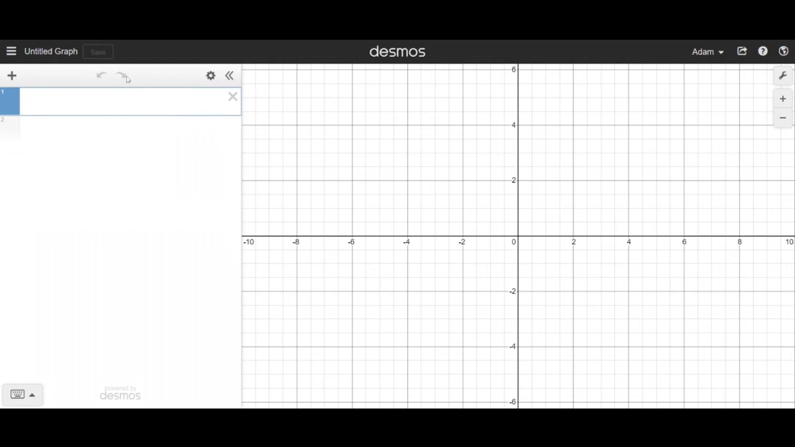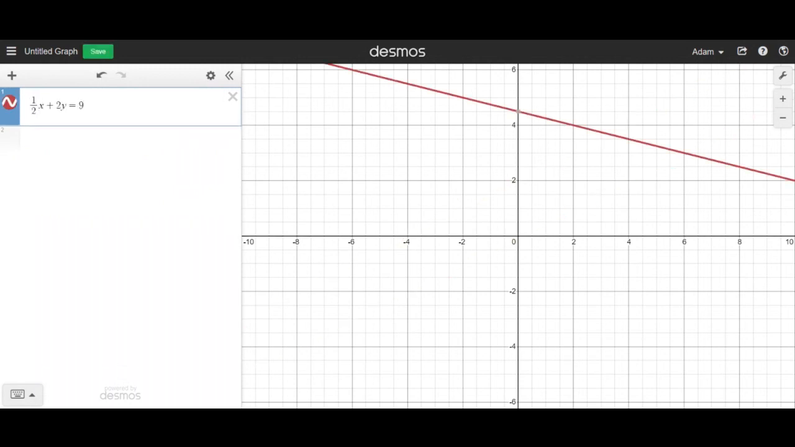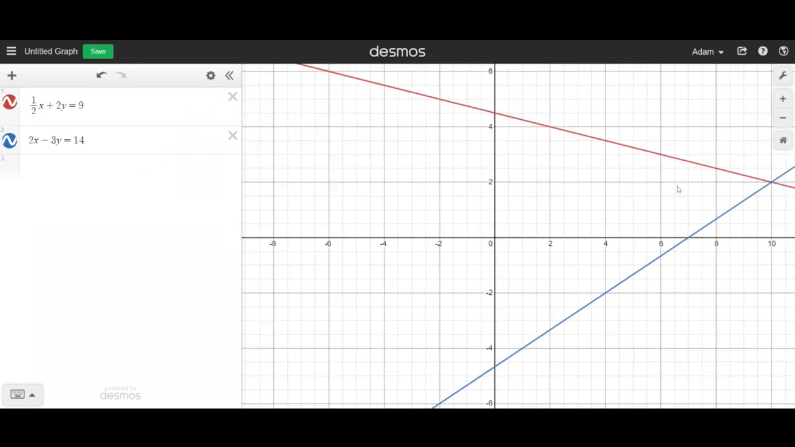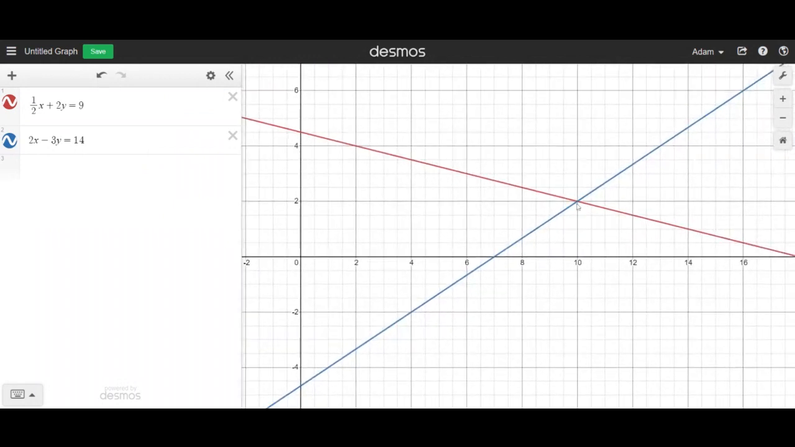We get 1 over 2 times x plus 2y equals 9. And the other one, if I remember correctly, was 2x minus 3y is 14. And you can see it's off a little bit, so you may have to click and drag. And you can see they both intersect at 1 point, 10, 2. And that's good. That's what we want. So Desmos is nice. It's a good way to check your work.